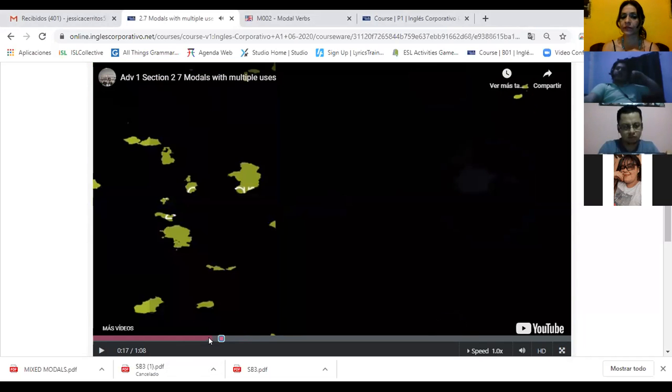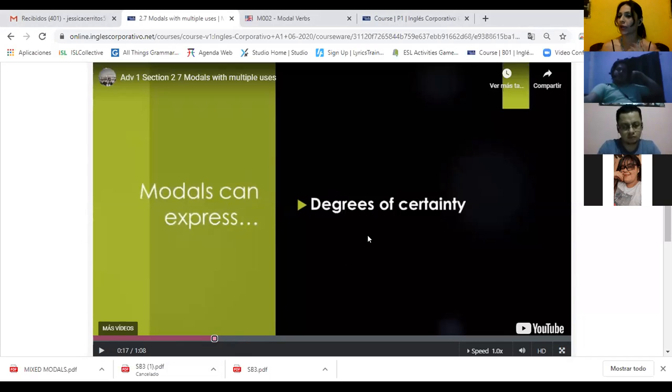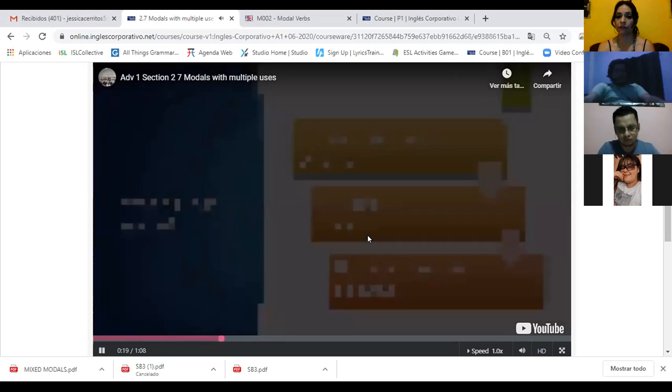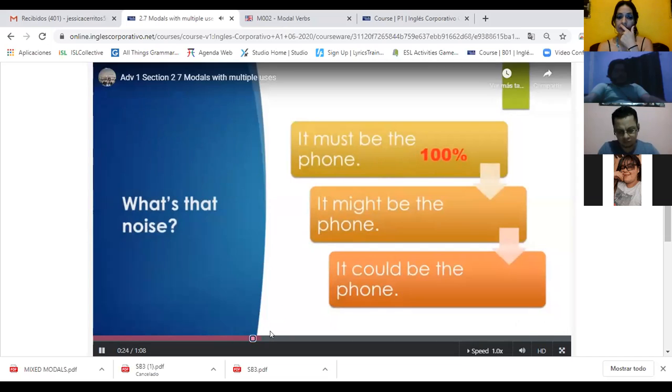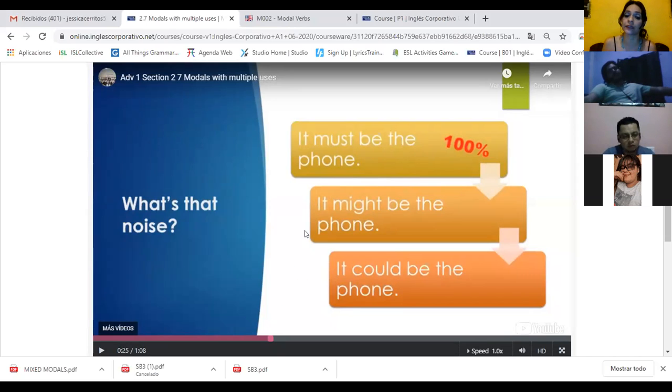Going back to the topic of what modal verbs can express, some of them can express degrees of certainty, whenever you're more sure than other times. Here you're using must, might, or could. The degrees of certainty vary from 100% to 50% to minus 50%, so that depends on how certain you are of something.